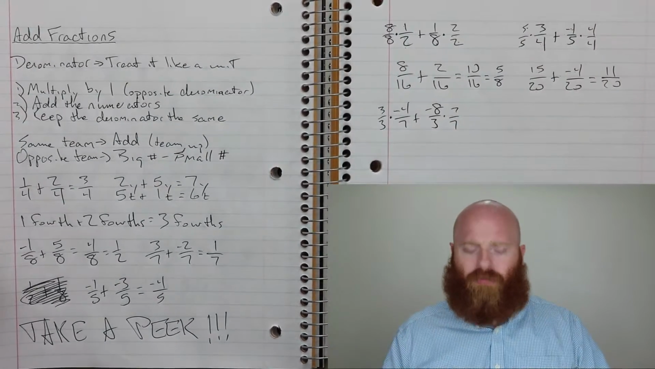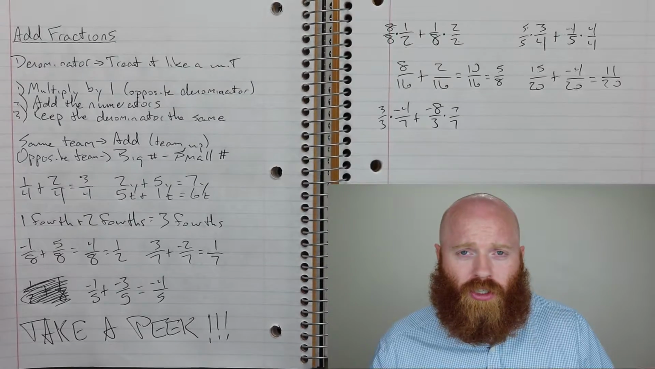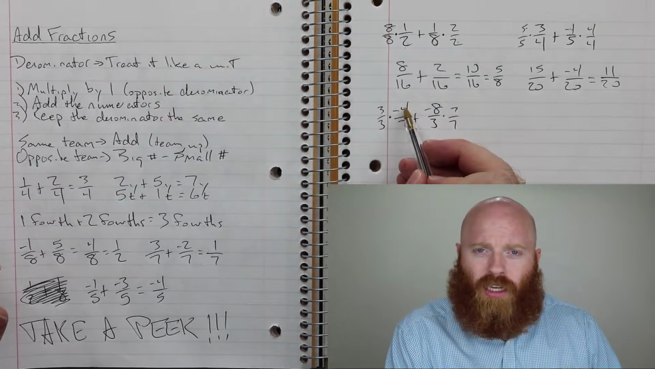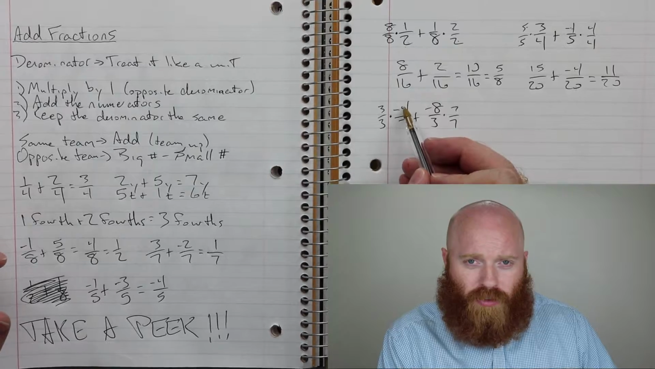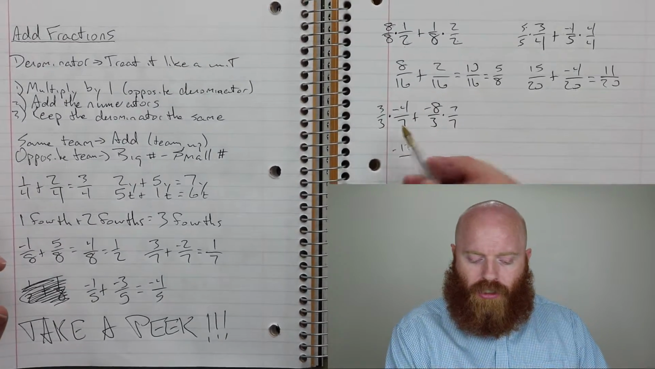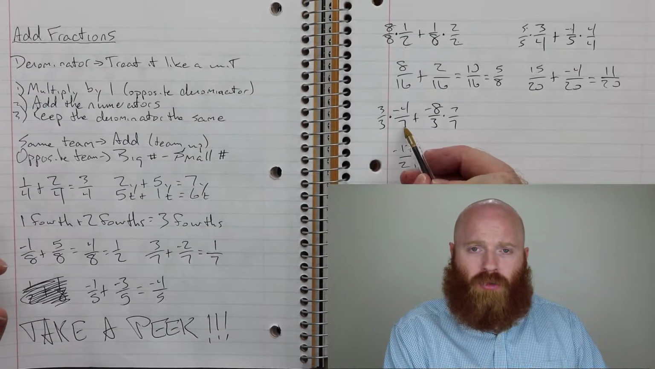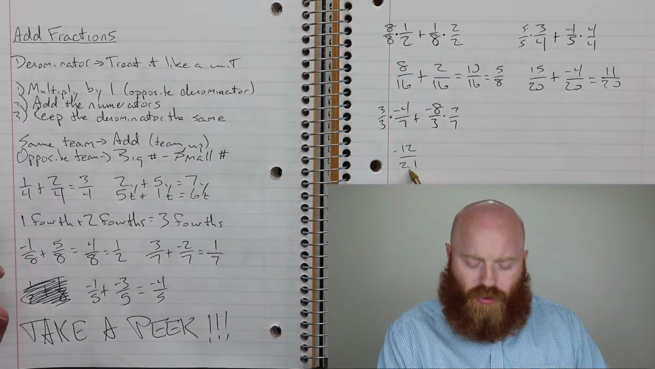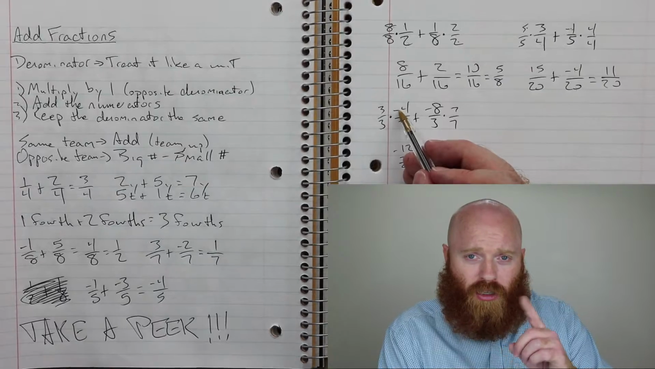And multiply straight across. Tree times -4. Positives times negatives are negatives. Tree times -4 is -12. Tree times seven is 21. Again, positive number times positive number will be a positive number. The negative is associated with the numerator, not the denominator.